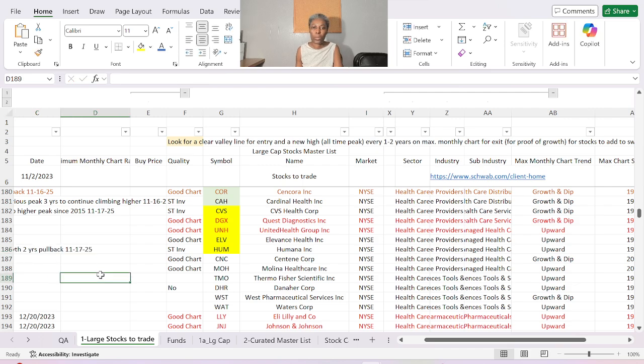So this concludes how you will review those stocks to see which one you want to swing trade. And right now, I believe we picked this one. I had to double check though. We picked this one. I think there is one more, but I have to double check.